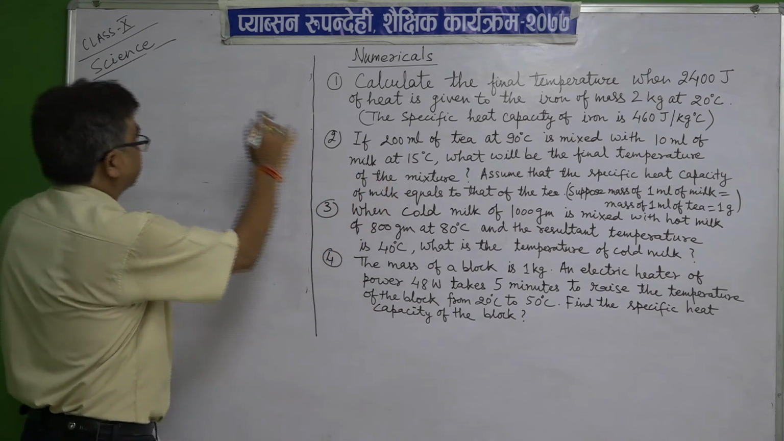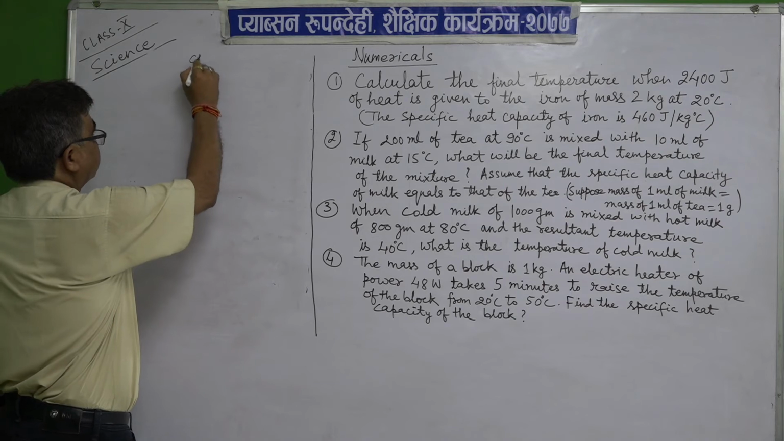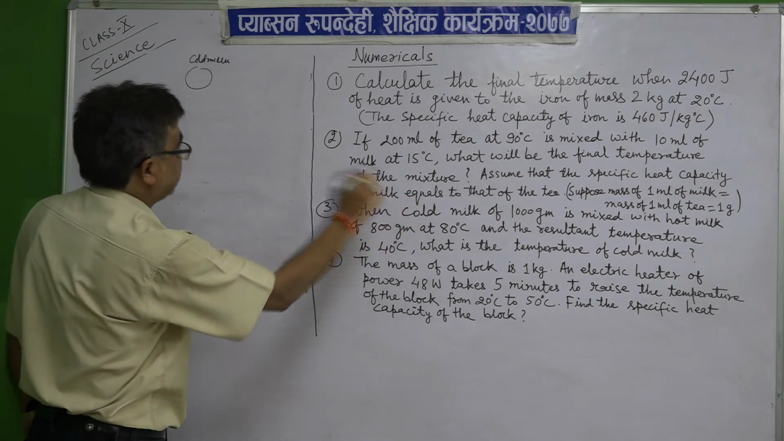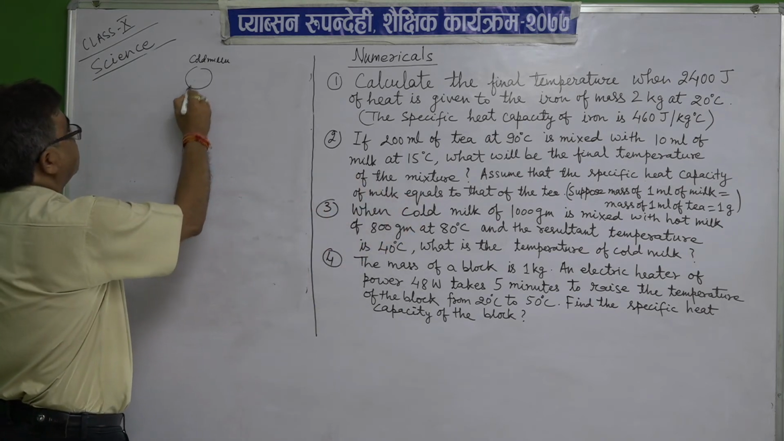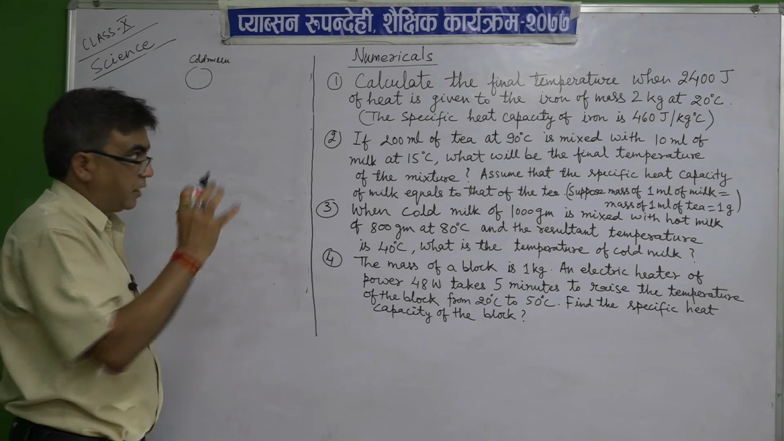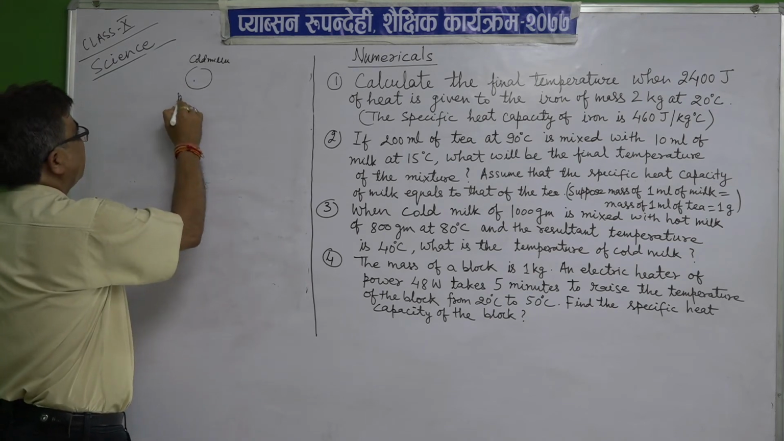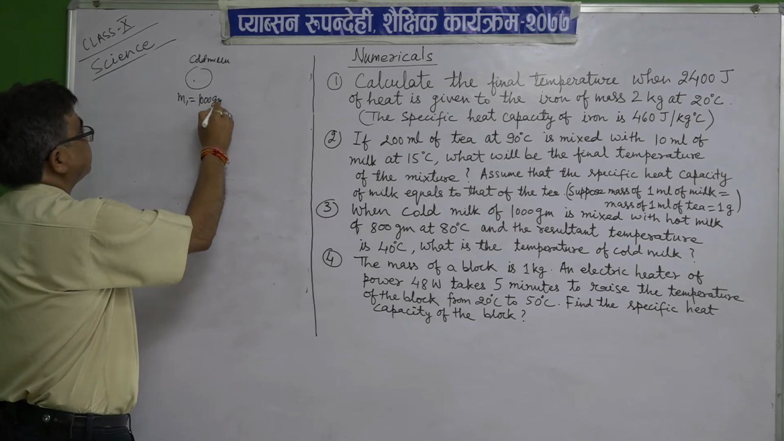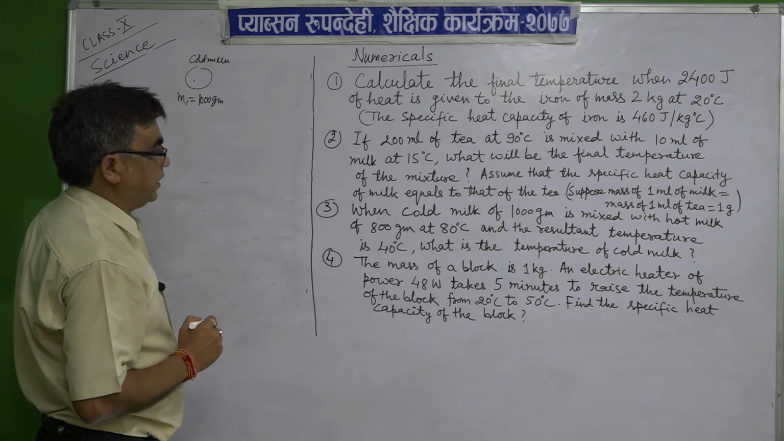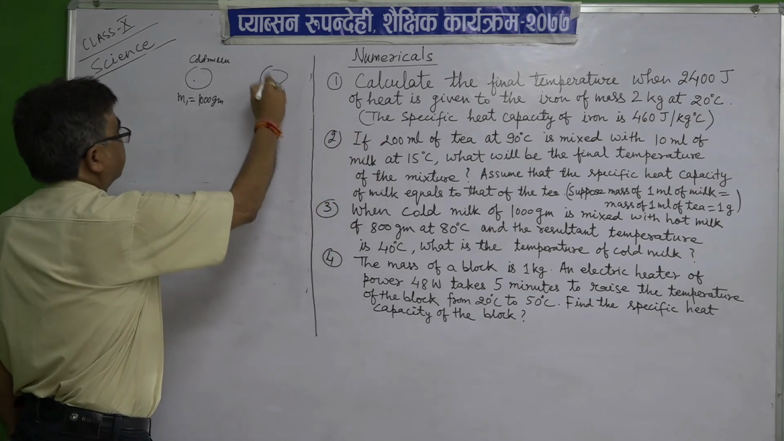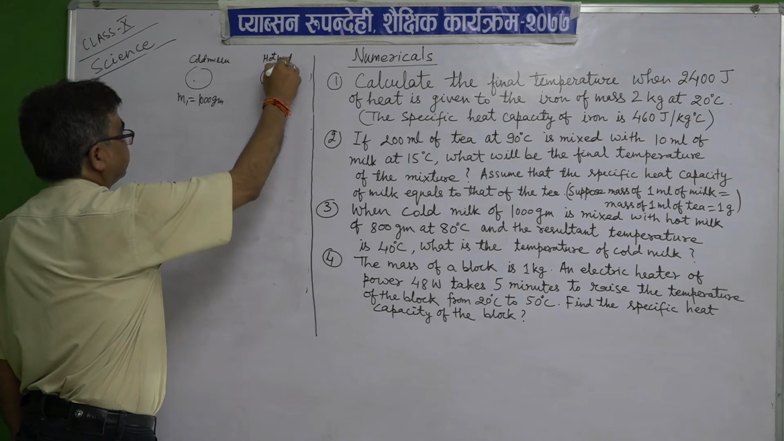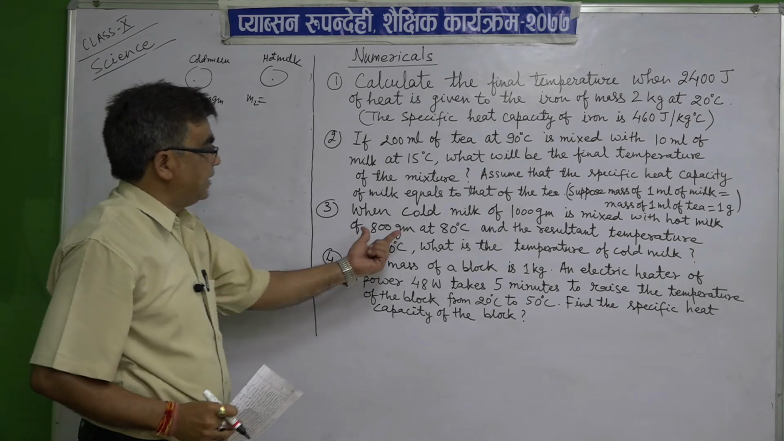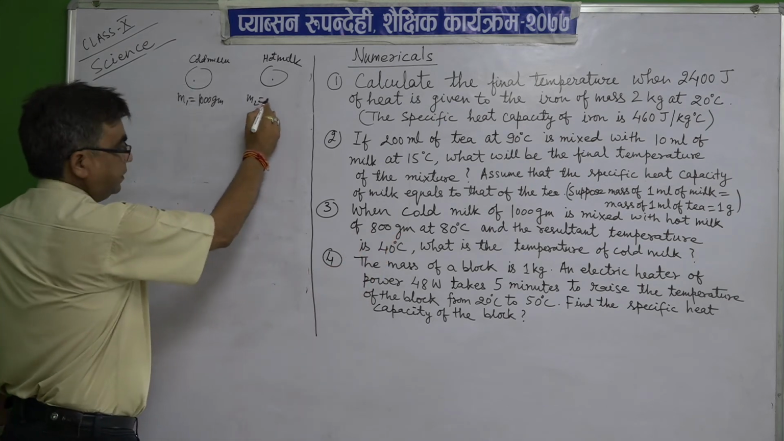Cold milk of 1000 grams, suppose this is cold milk. I am going to write, suppose M1 I have written here, 1000 gram is mixed with hot milk. Suppose this is hot milk. M2 I have written, its mass is given 800 gram.